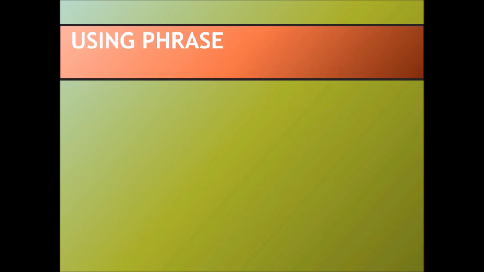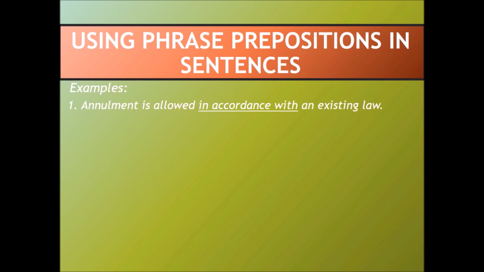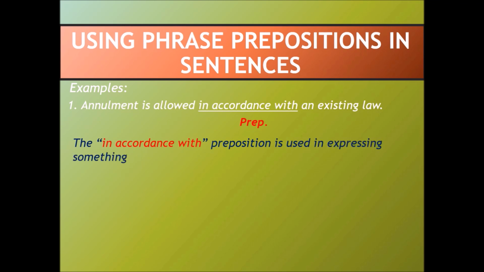Using phrase preposition in sentences. The first example is, annulment is allowed in accordance with an existing law. In accordance with is a phrase preposition. The in accordance with preposition is used in expressing something that agrees with a rule, request, or law.